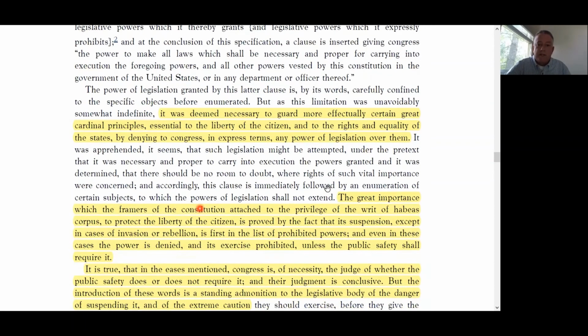And as Taney puts it, the great importance which the framers of the Constitution attached to the privilege of the writ of habeas corpus to protect the liberty of the people is proved by the fact that its suspension, except in cases of invasion or rebellion, is first in the list of prohibited powers. And so what Taney means there is the one great principle that the framers of the Constitution wanted to protect the most is the writ of habeas corpus. So much so, they put it at the very top of the limits on congressional power.